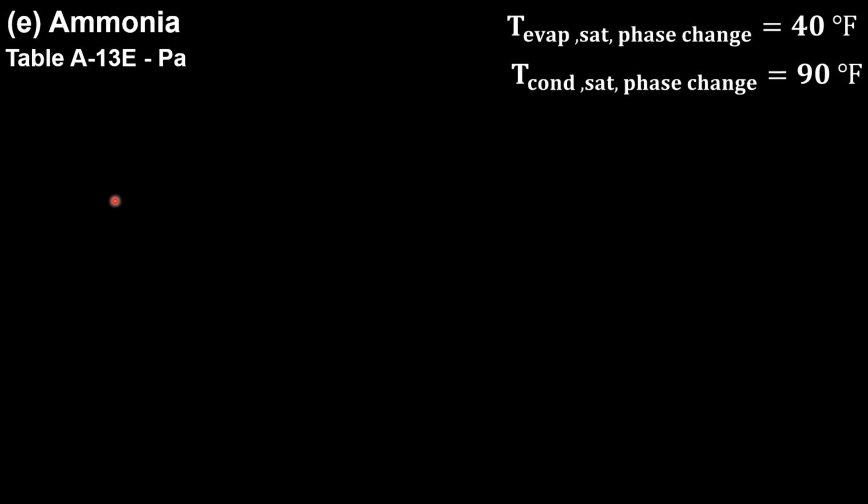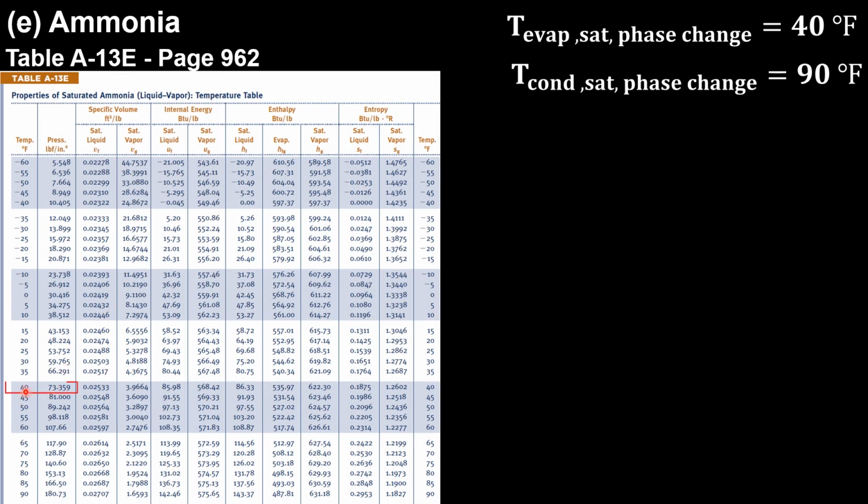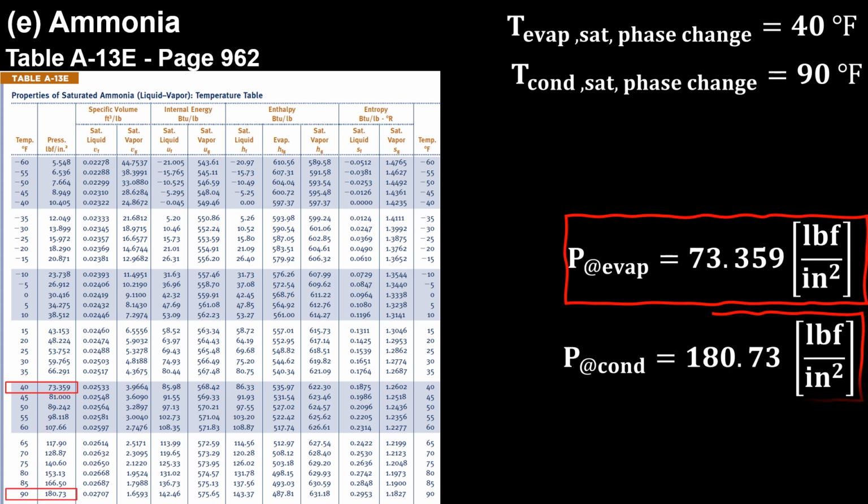Now for ammonia, we will go to table A-13E, page 962. Same exact thing, 40 degree Fahrenheit, 73.359, and 90 degree Fahrenheit is 180.73. And here we will write down these two operating values.